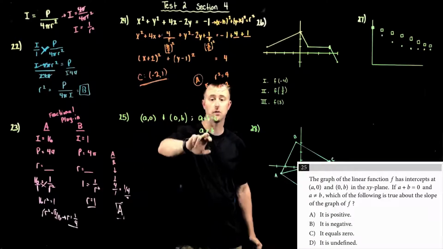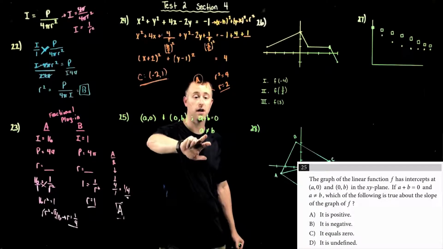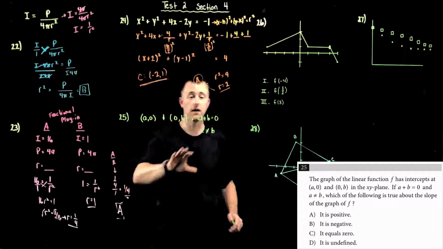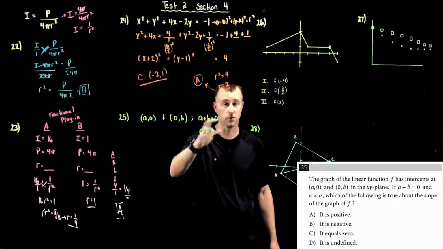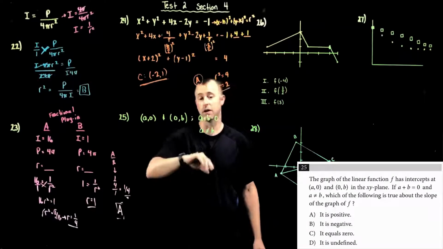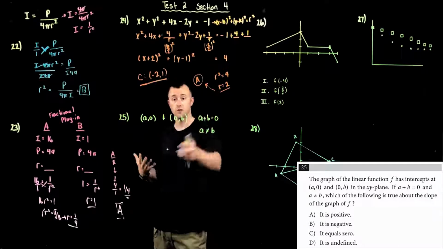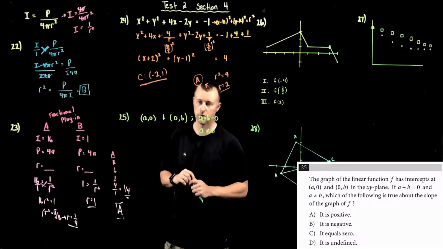Oh, sorry, by the way, when I said that earlier, when I say a doesn't equal b, that just means that they can't both be 0. They have to be opposites. I'm sorry about that. So they have to be opposites, so it has to be like a 2 and a negative 2 or a 5 and a negative 5, but it can't be 0 plus a 0. So that's all they're saying there. These are two different points. They're not the same point of (0, 0).